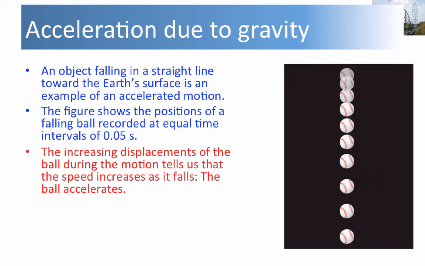So repeating this picture again, an object falling in a straight line toward the Earth's surface is an example of accelerated motion. A really common example for us. The one we were analyzing in the last image is the position of a falling ball, recorded at equal time intervals of 0.05 seconds. And this tells us that the speed increases and the ball accelerates.